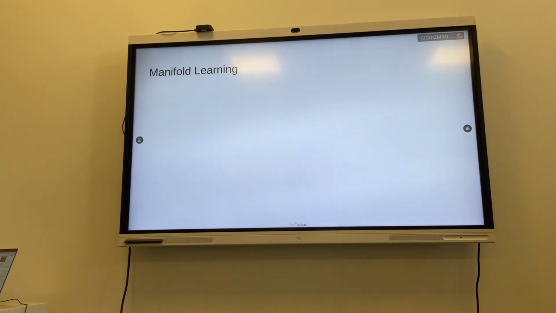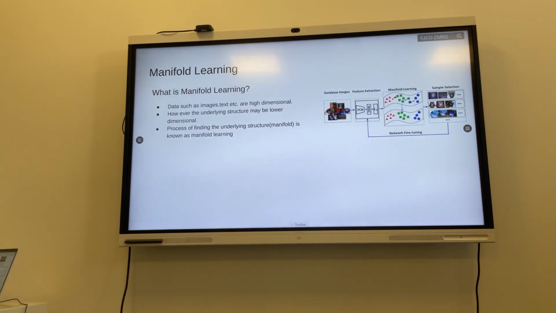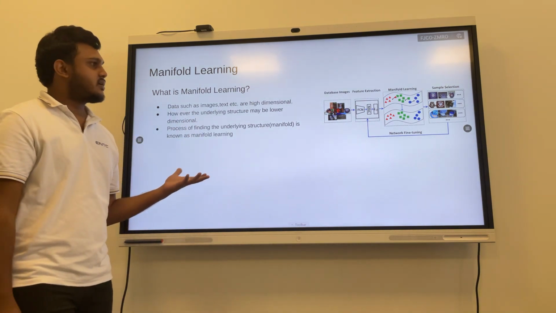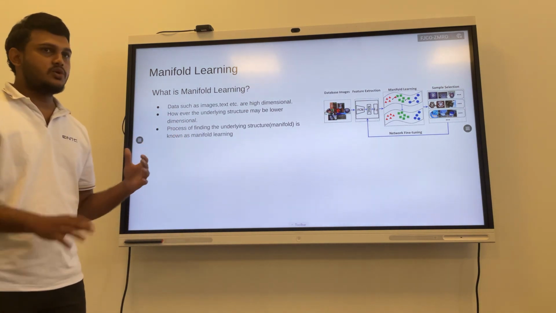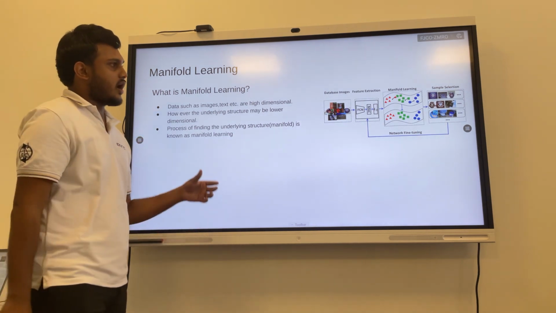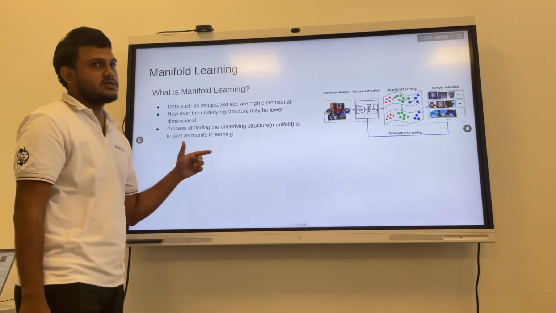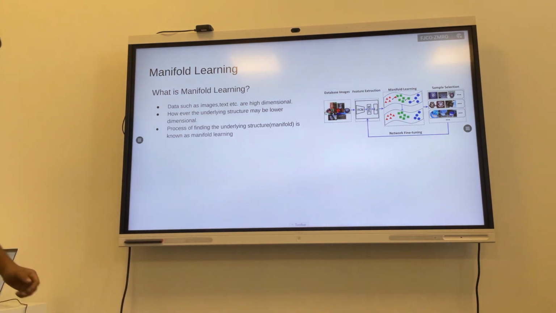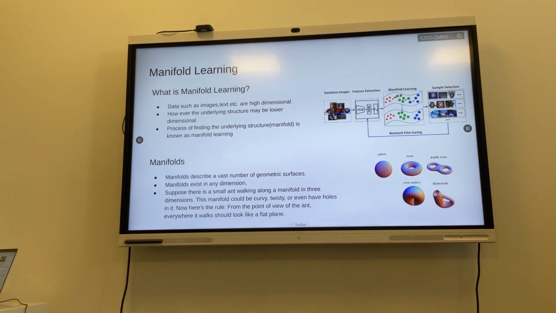Then I have just added this slide for completeness. So what is manifold learning? When we come to data such as images and text, these are high dimensional, but we know the underlying structure in them is a low dimensional thing. So understanding that underlying structure, or the manifold, is known as manifold learning. You can see that in the image as well. And manifolds have different shapes like this. So you can read more if you are interested in that.